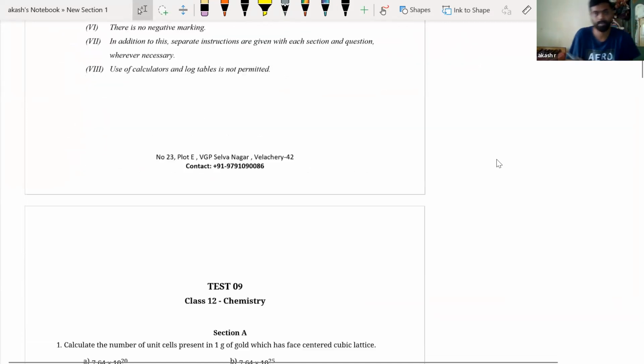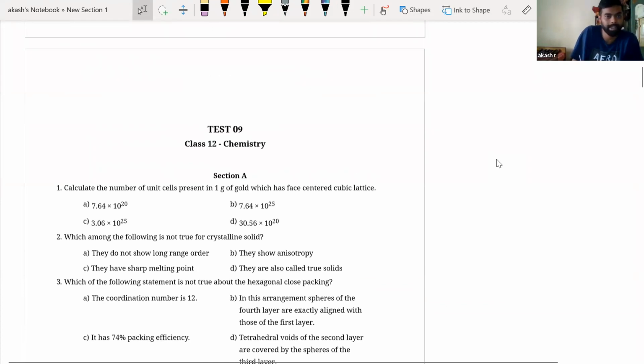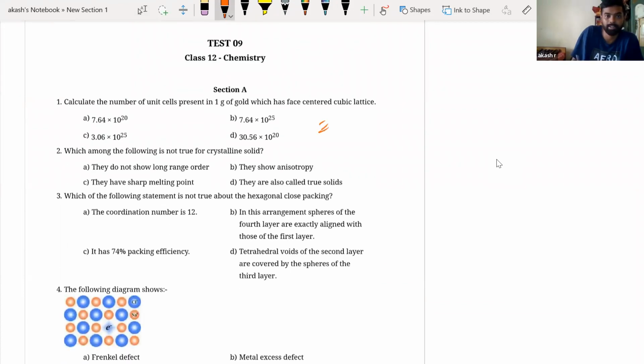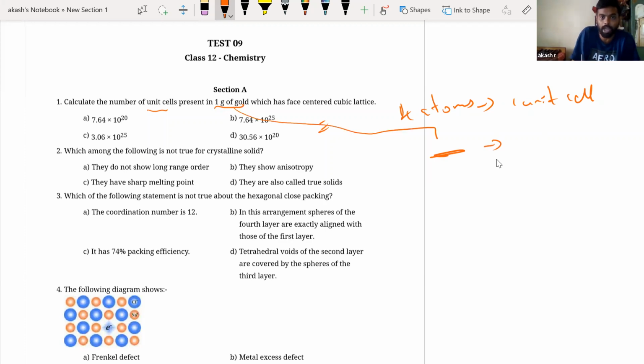Right. So, this question I think we have already solved so many times, right? All we have to do, see, four atoms. They're talking about FCC. Calculate the number of unit cells required for accommodating 1 gram of gold. I know 4 atoms will be there in 1 unit cell because it is FCC. Now, if I can find how many atoms are there in 1 gram of gold, I will be able to calculate the number of unit cells required, right?